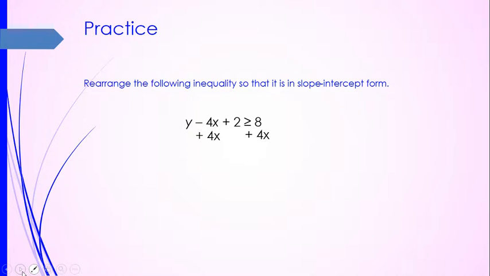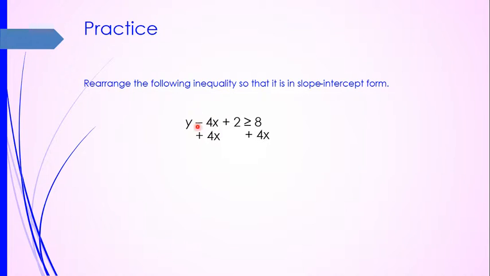All right, so I'm going to start by trying to isolate y. If there were any like terms on the left-hand side of this inequality, I would combine them, but there aren't. So I'm just going to move the other terms to the right-hand side of the inequality. In this case, I chose to move the -4x to the other side by doing the opposite of subtraction, which is addition. So I added 4x to both sides of the inequality.